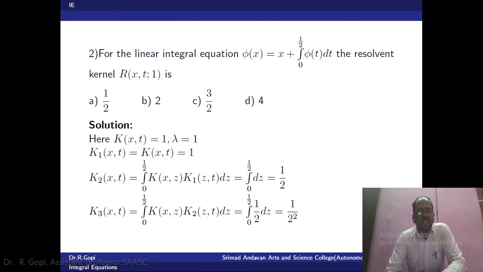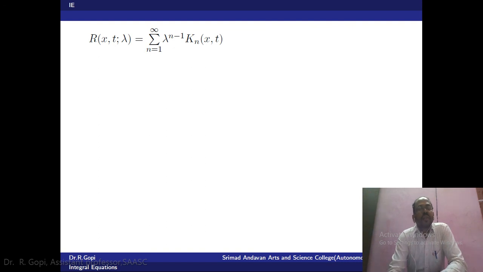So this way the process continues, and k4 of x comma t is nothing but 1 divided by 2 power 4, and so on. We get kn of x comma t is nothing but 1 divided by 2 power n minus 1. The resolvent kernel is R of x comma t comma lambda equal to summation of n equal to 1 to infinity lambda power n minus 1 into kn of x comma t. Then substitute these values. Here lambda is 1 and kn of x comma t is 1 divided by 2 power n minus 1.